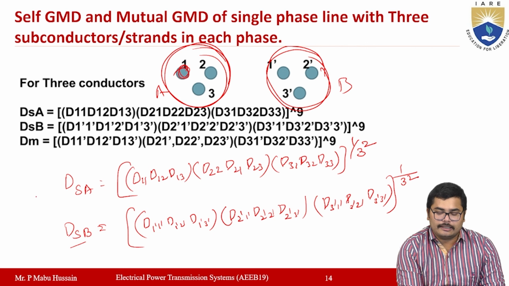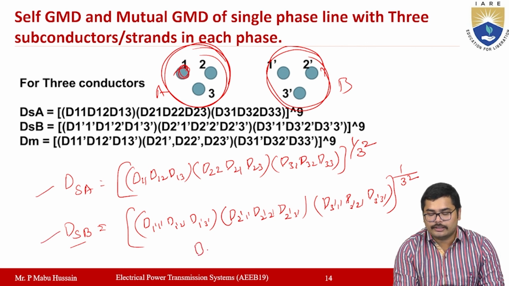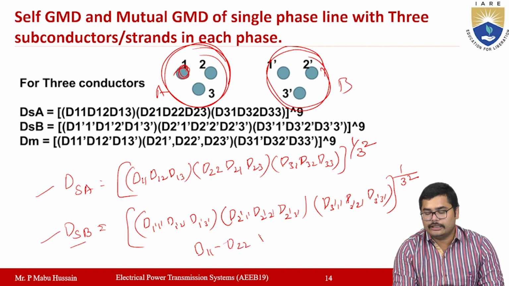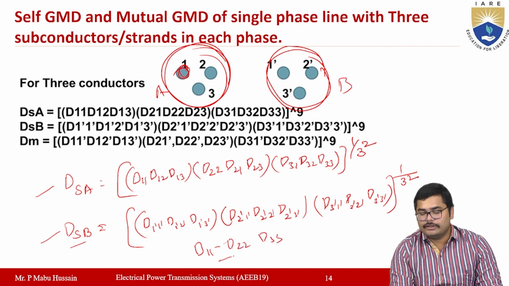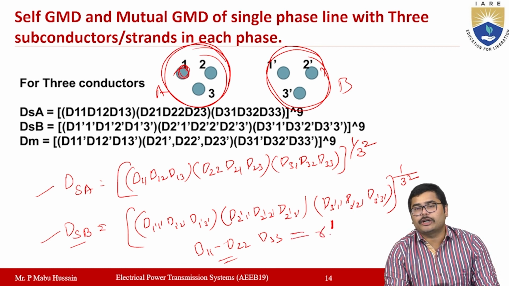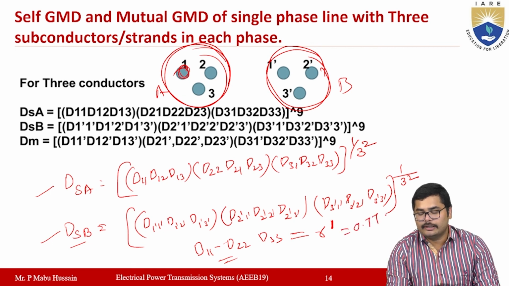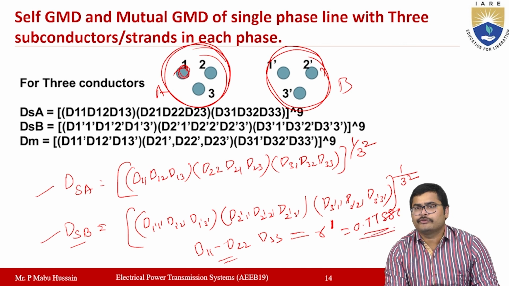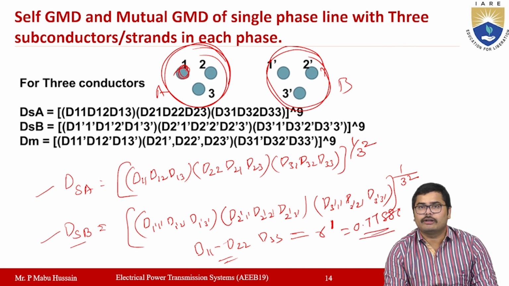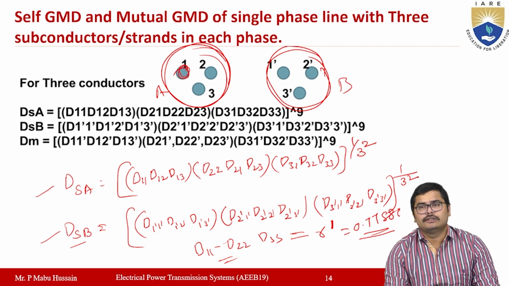Okay. So here in DSA or DSB you are having the terms D11, D22, D33. These are the self distances. This value will generally be equal to R dash, the radius of that particular subconductor dash, which is nothing but 0.7788 times the R value. Okay. So this is how you can develop the self GMD and mutual GMD expression in a single phase line which is having 2 subconductors or 3 subconductors or any number of subconductors.